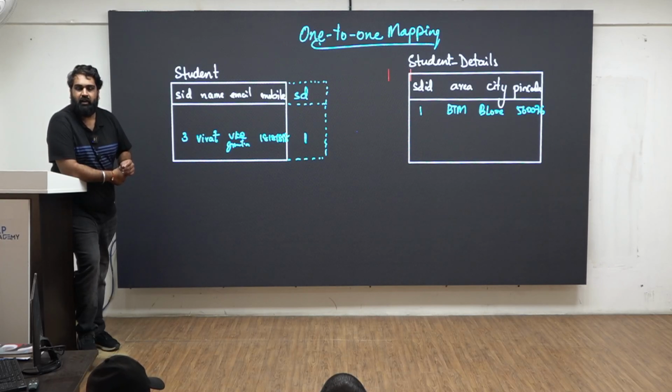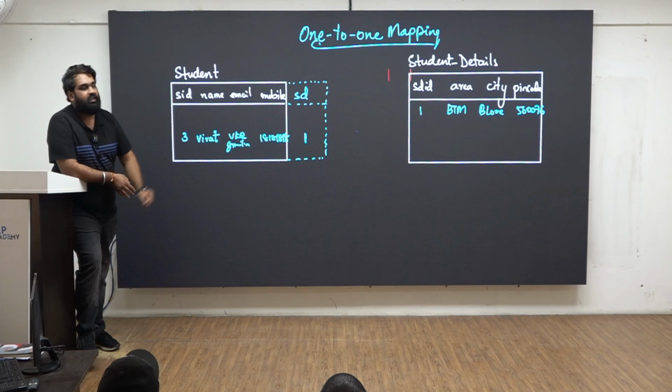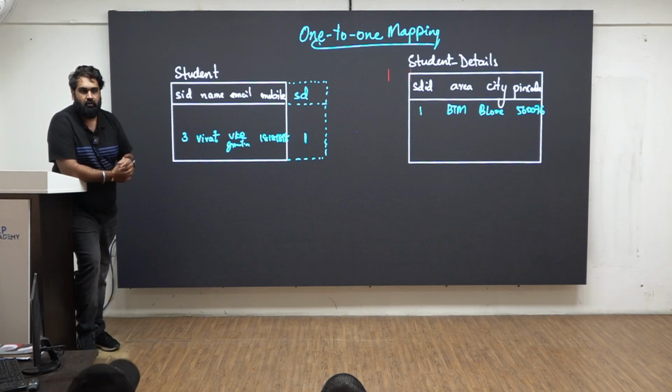So what do you mean by a one-to-one mapping? One-to-one mapping is nothing but one row or one record in one table is mapped to one more record in another table. I hope you are able to understand this. What are the classic examples for all of this, sir?